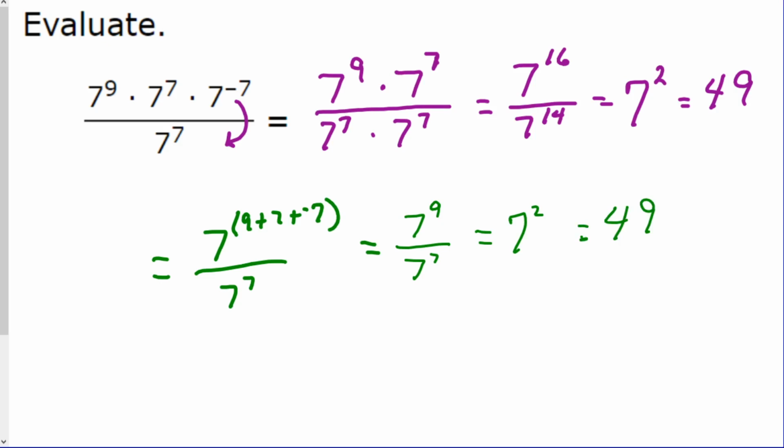Either way, as long as we do our steps right, we're going to get the same answer whether we move the negative first or if we just do the top and then do the bottom and then carry on from there.